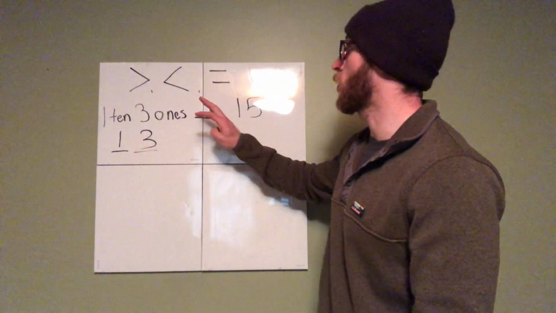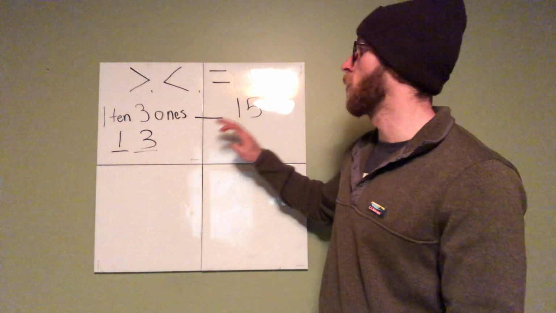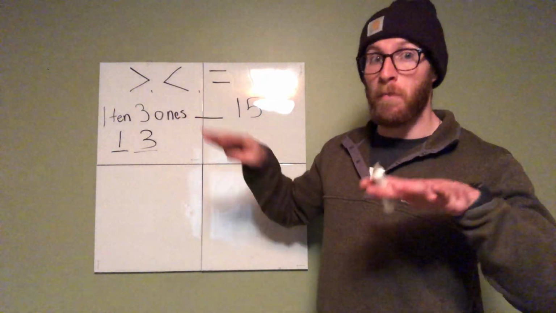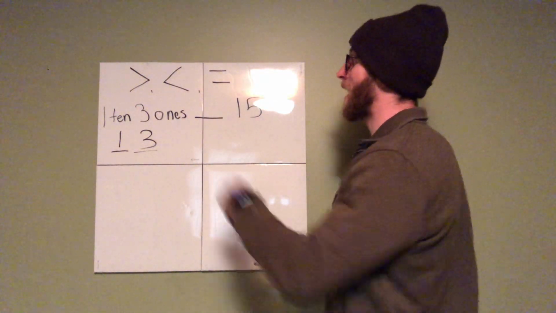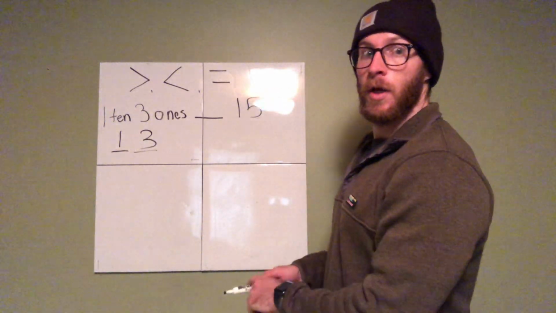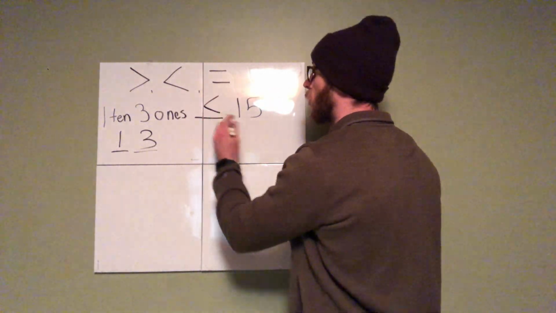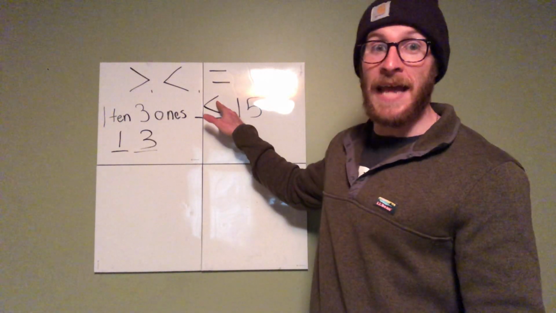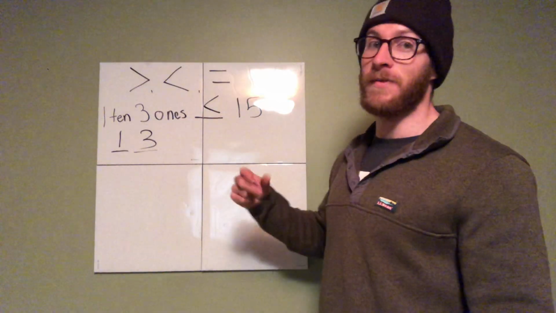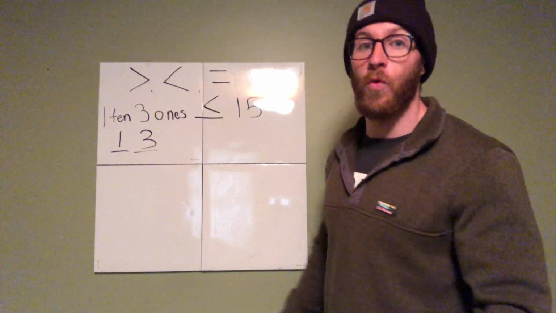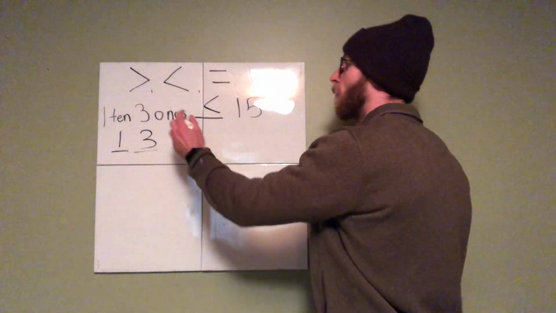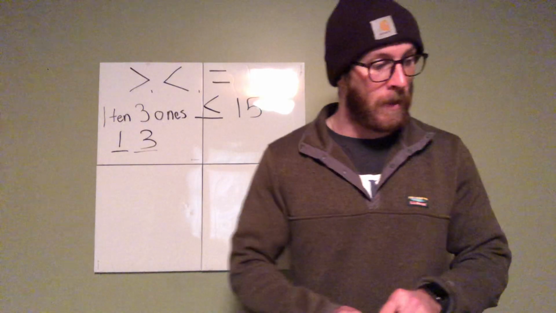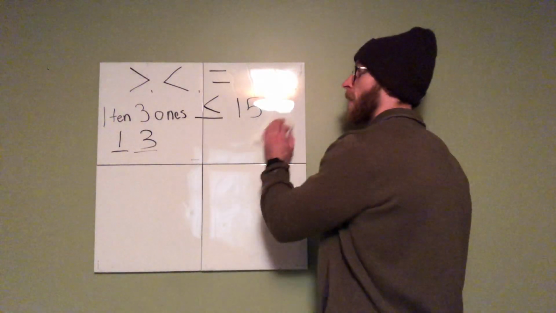Now, is 13 greater than, less than, or equal to the number 15? I know that 13 is smaller than 15, and I want the alligator to eat the bigger number, so I'm going to put the alligator's mouth towards the 15. If it helps, imagine these little symbols with alligator teeth in there. Sometimes I like to picture that, and it really helps me figure out which number the alligator should be eating. So 1 ten and 3 ones is less than 15. That's the other type of question you're going to see, and you're going to have a couple of those.